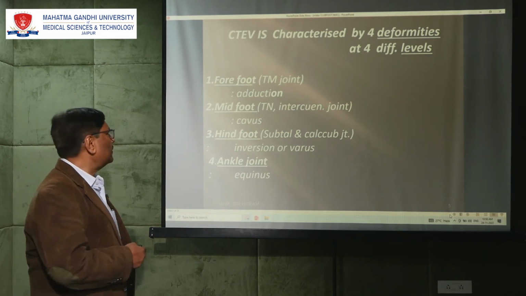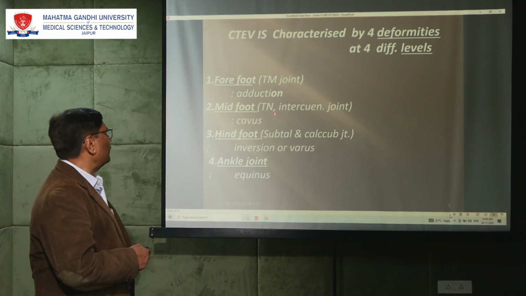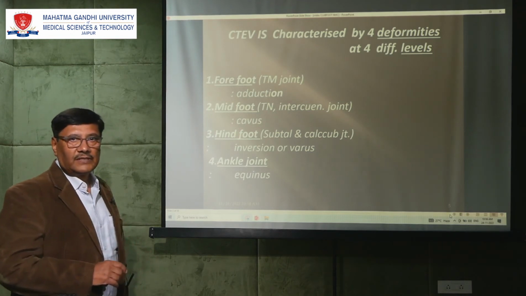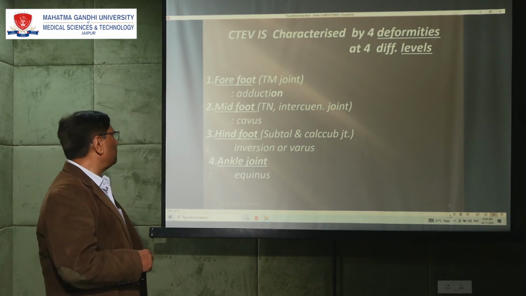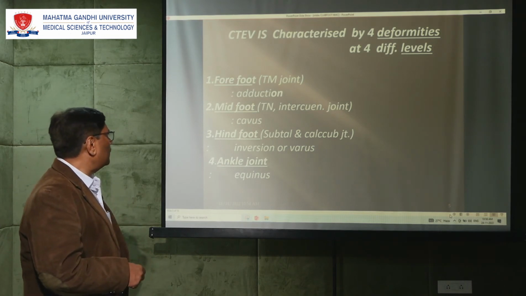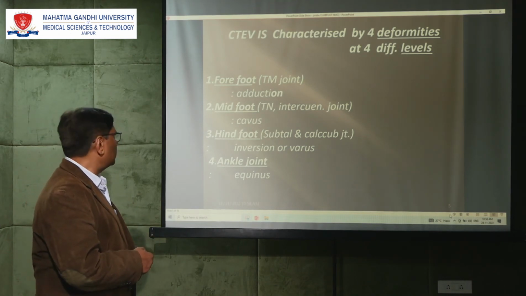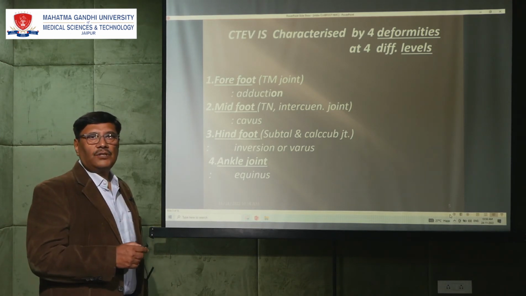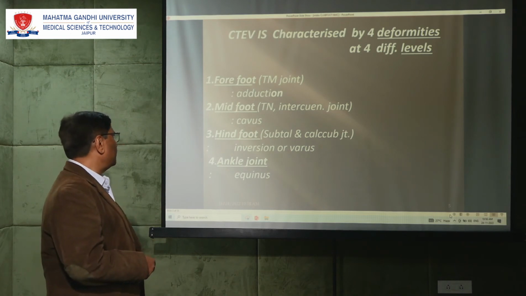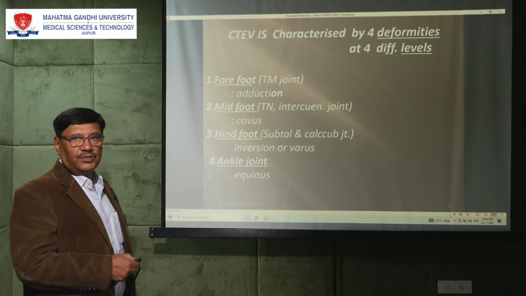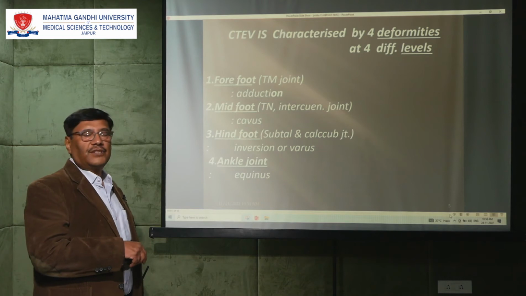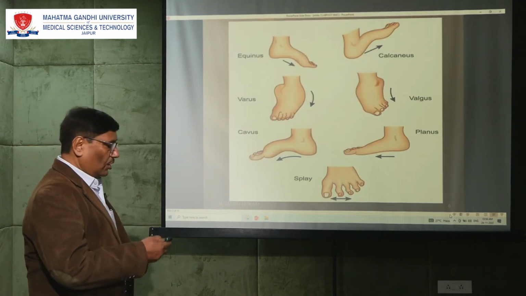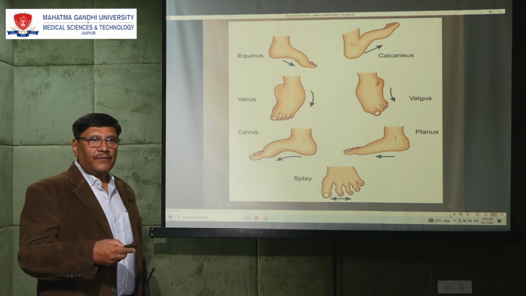Midfoot, as we have seen in the diagram, is talonavicular joint, intercuneiform joint, and there is a cavus deformity, that is high arch deformity. And lastly, the hindfoot, which has subtalar joint and the calcaneo-cuboid joint, there is inversion or the varus deformity. And at the ankle joint, that is the tibio-talar joint, there is fixed plantar flexion resulting in equinus deformity.